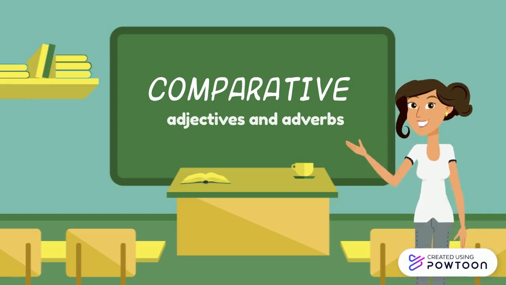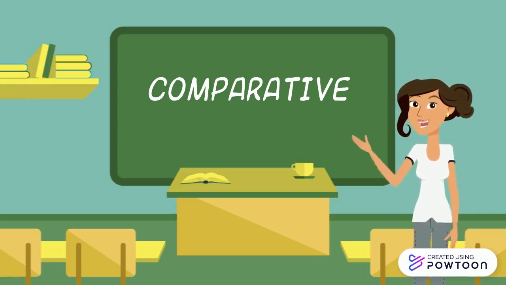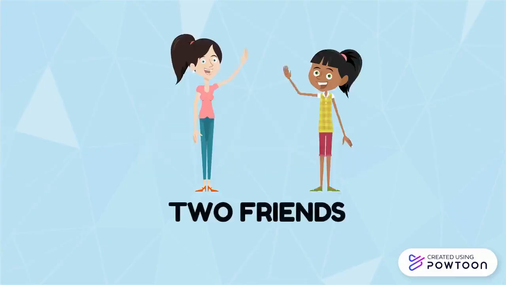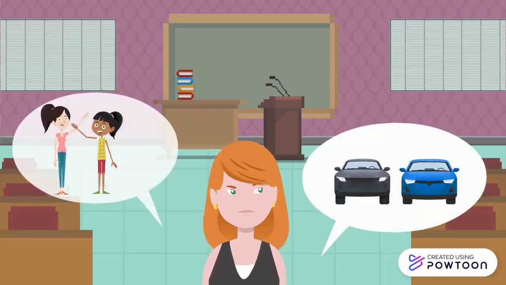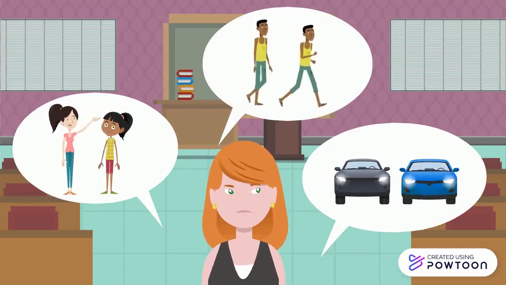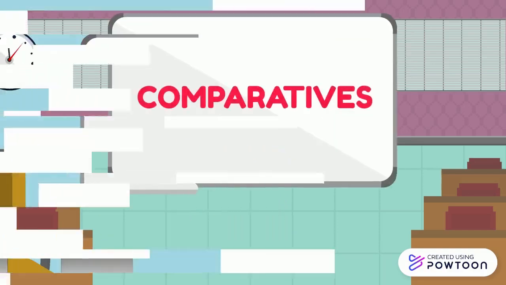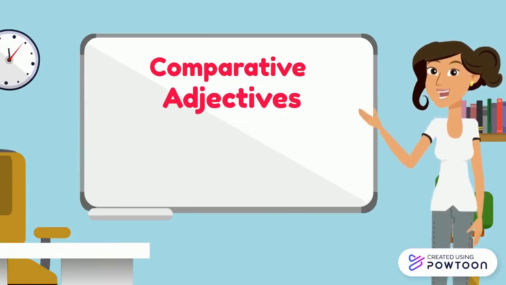Comparative adjectives and adverbs, what are they? Imagine you want to compare two things, maybe two cars, two friends, or two ways of doing something. How would you do that in English? Don't worry, it's actually pretty simple. We'd have to use something called comparatives. We'll start with comparative adjectives first.